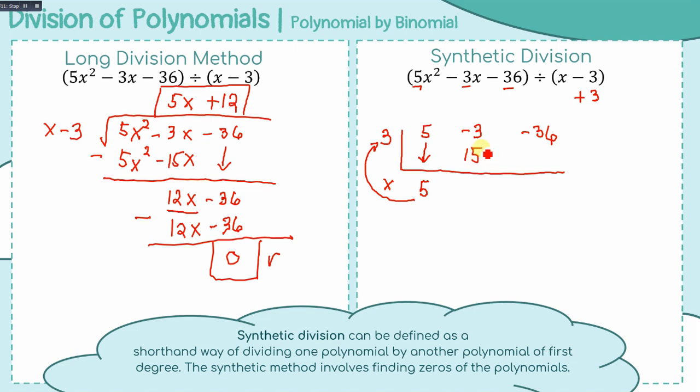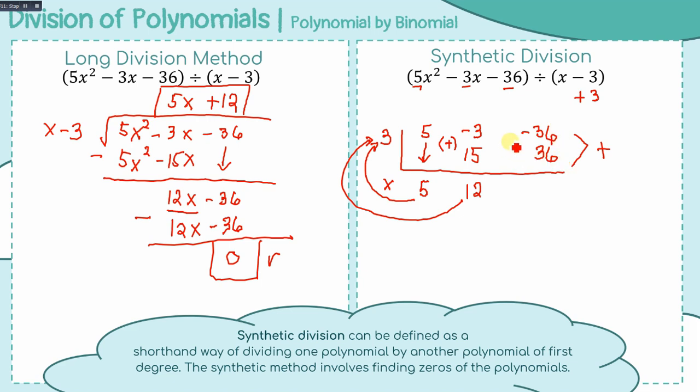And again, do the previous step: the sum, positive 12, is multiplied by 3 again. So positive 12 multiplied by 3 becomes positive 36. Again, the operation is addition. So negative 36 plus positive 36 becomes 0. Remember that the last term will be our remainder. So the remainder is 0. There is no remainder.